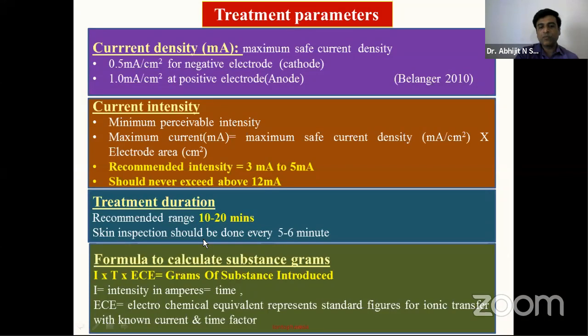Skin inspection should be done every 5 to 6 minutes just to check whether any reactions are happening under the electrode or not. Now the last is the formula to calculate the substance grams. The substance gram is nothing but the concentration of ions we are going to use for the treatment. It can be calculated as I into T into ECE, where I stands for intensity in amperes, T for time, and ECE is the electrochemical equivalent, which represents standard figures for ionic transfer with known current and time factor.